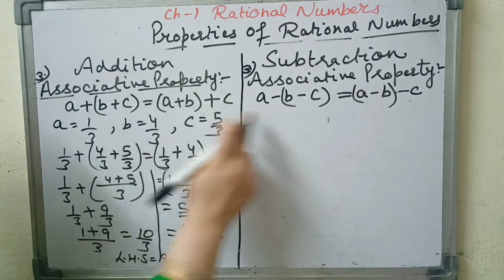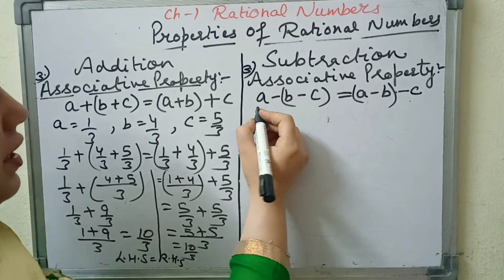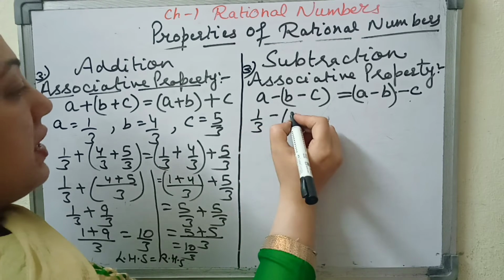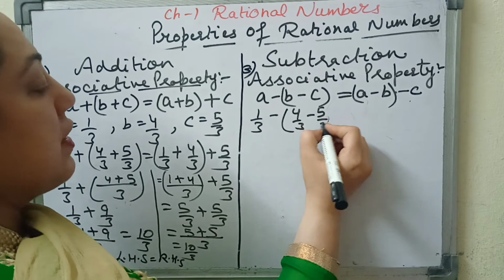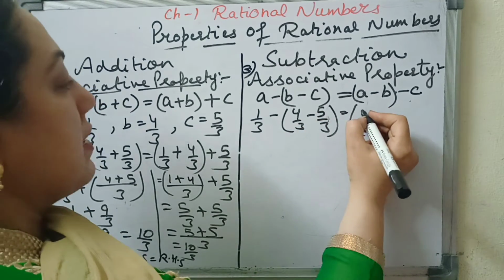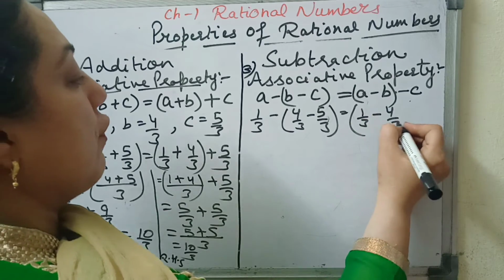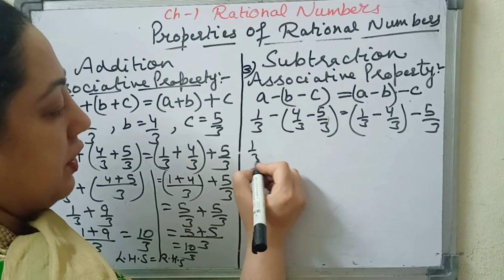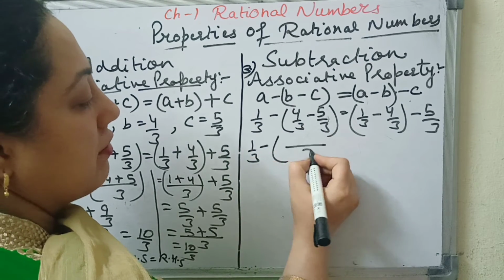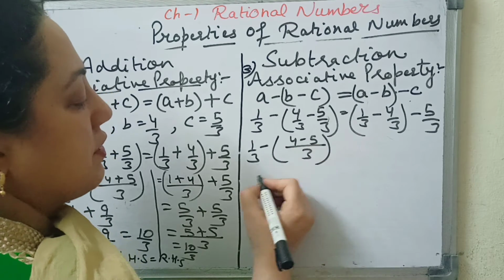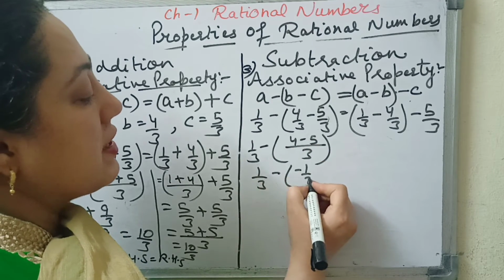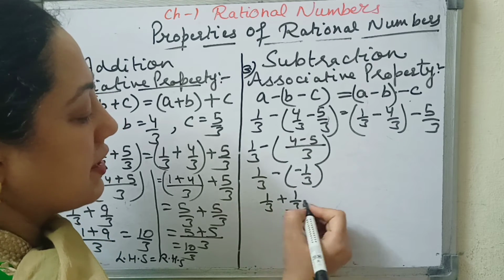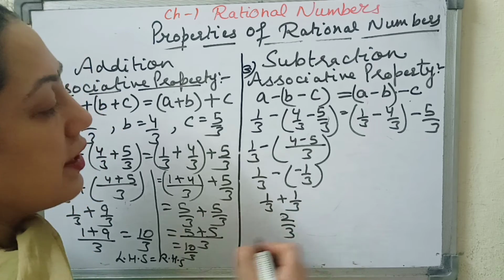But in case of subtraction, I again take the same numbers here. Now by putting the values, I will see A is 1 over 3 minus B 4 over 3 and C is 5 over 3. First of all, I will solve this bracket. 1 over 3 remains same. In this bracket, 3 is LCM and 4 minus 5 is minus 1, and minus minus, everybody knows it is plus. And 1 over 3 plus 1 over 3 is 2 over 3.